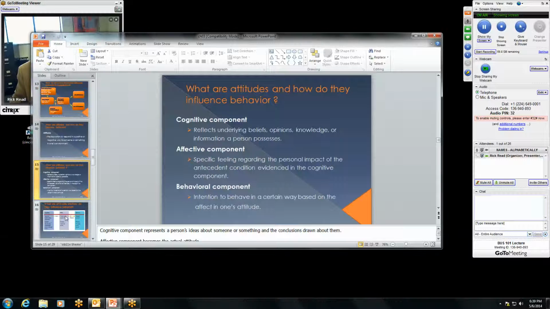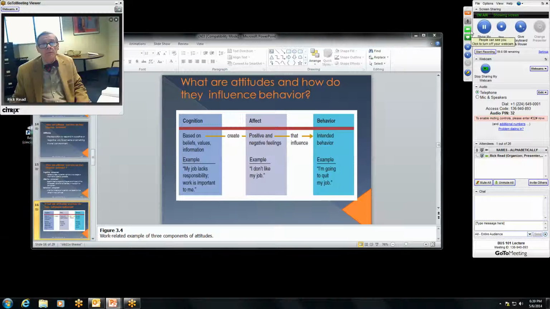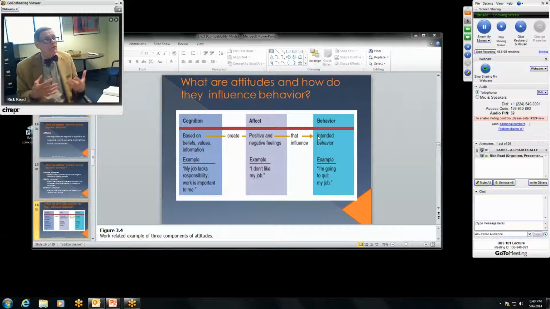So if we look at the slide, which we can see on page 61, is how we move through this. So let's take how they have this set up. Example: my job lacks responsibility, but work is important to me. That's our cognition. The effect is I don't like my job, and the behavior is I'm going to quit. So you see how these things are interrelated.